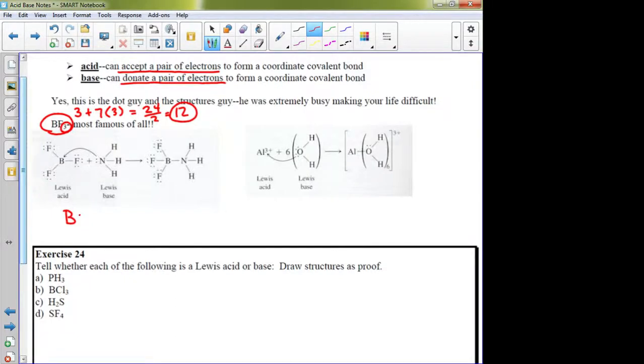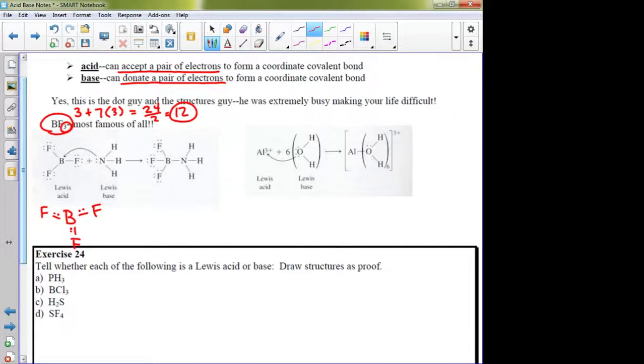I go ahead and draw bonds to all of my atoms that are on the outside. Remember, each line represents how many electrons? A pair of electrons. Now, don't draw those pairs of electrons. I just did it there so you can see that they are a pair of electrons, but would you include that in your drawing? No.